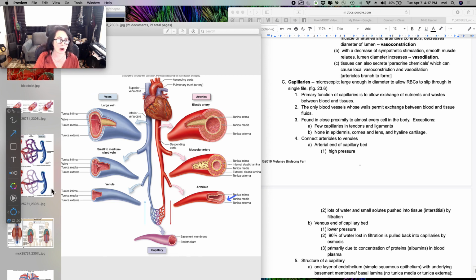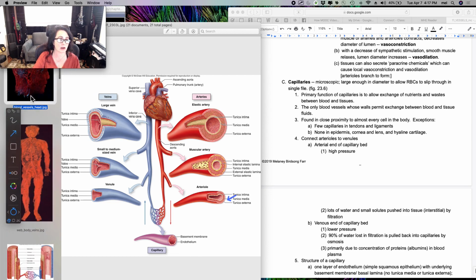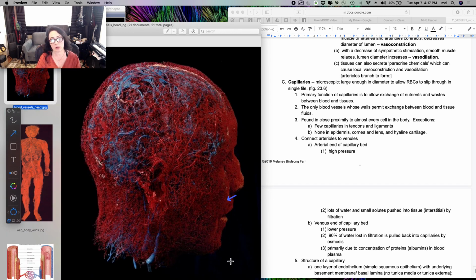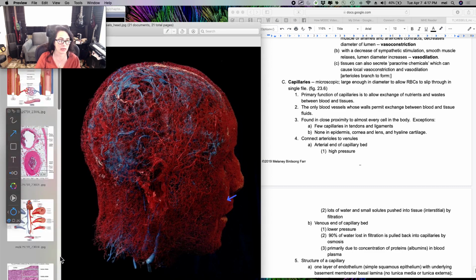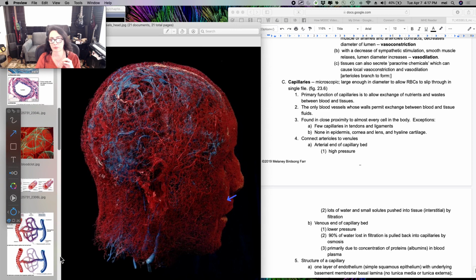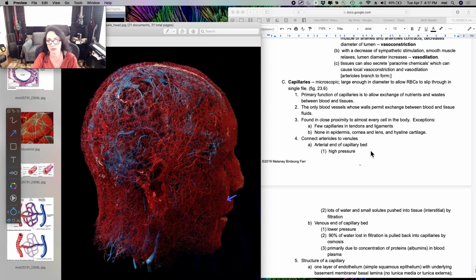So capillaries are, like we saw in this figure all the way back here, found in close proximity to pretty much every single cell in the body. Although there are a few places you don't have a lot of them, like in the epidermis, and that's okay because it's thin enough that it gets nutrients and oxygen from below. You don't have very many of them in hyaline cartilage, that's why it doesn't heal very well. The cornea and the lens of your eye, but most places in the body, they are within millimeters of every cell that you could possibly run into.